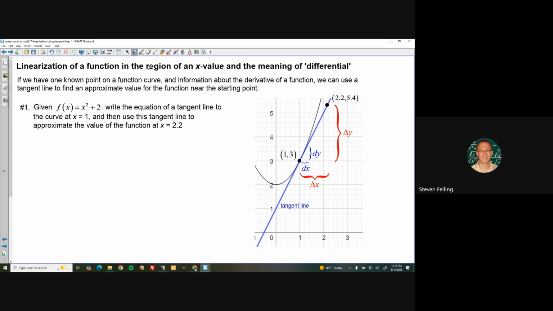Okay, right, this is what's going on. Same thing. We have the change in y, change in x. That's 2.2 to 5.4. We're just using the tangent line as an approximation. So that's just a visualization of what we just did.